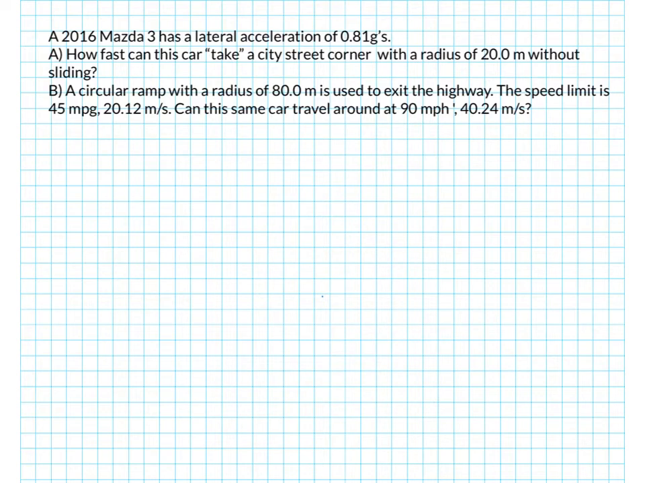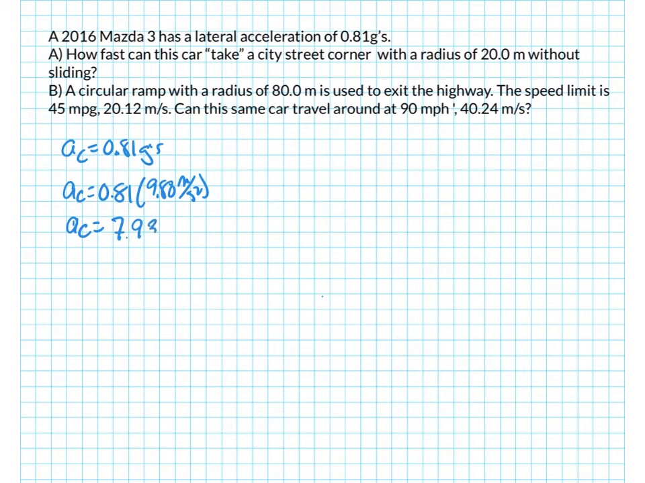So if I'm looking at this, let's start by listing our givens. I know that the lateral acceleration, which is the centripetal acceleration, is 0.81 Gs. Now I can't use 0.81 Gs in any math we do, so I've got to convert this over to meters per second squared. So AC is equal to 0.81 times 9.8 meters per second squared. That's going to give me a number that I can use in all my calculations. So that's 7.938 meters per second squared. And then it wants to know about this radius. So the radius is going to be 20 meters.